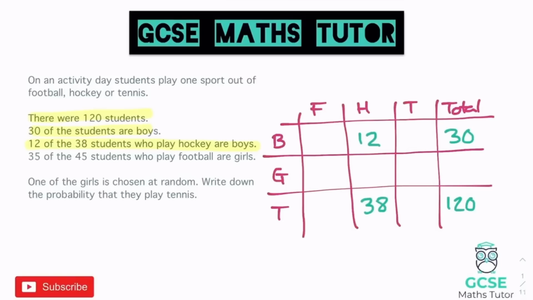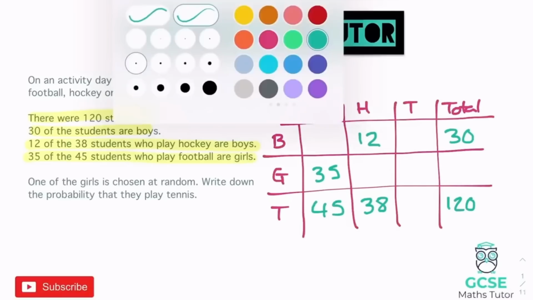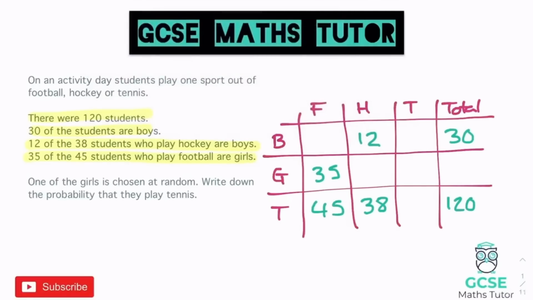And we've got the same piece of information here with the football. It says 35 of the 45 who play football are girls. So in the football column, we've got 35 are girls out of the 45. There we go, so that allows us to put 2 bits of information in. So now we can go about actually filling in the rest of this table. We've got the first column there, that has to add up to 45, so we're missing 10. So we've got 10 boys.